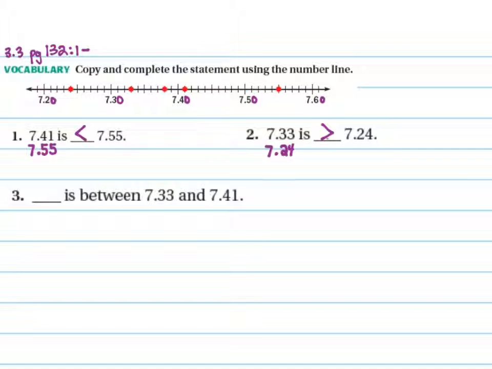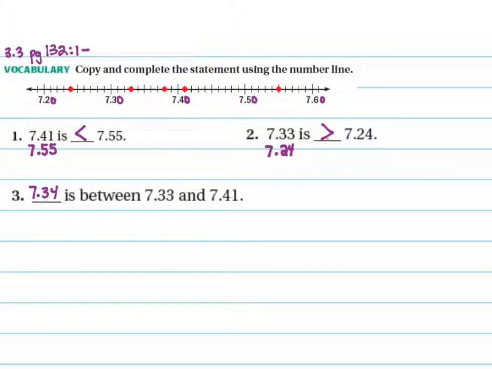Now, we're going to be talking about finding a number between 7.33 and 7.41. Well, let's look right here. We have 7.33 and 7.41. We can choose any of these numbers between those two dots. And so let's go ahead and choose some number. I'm going to choose 7.34. And that is between it.